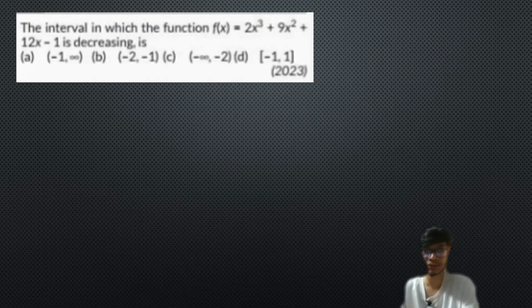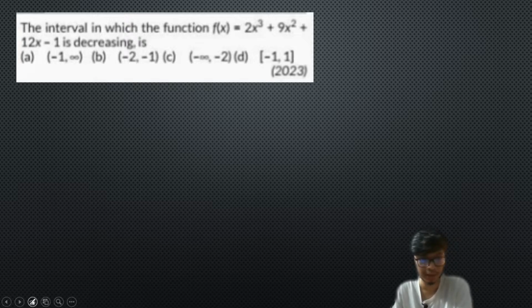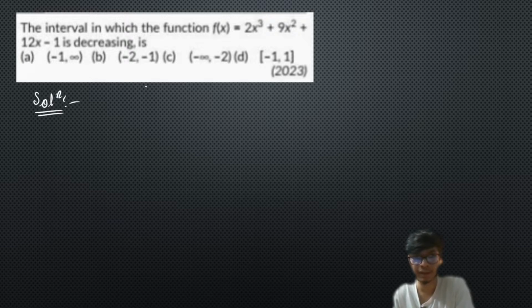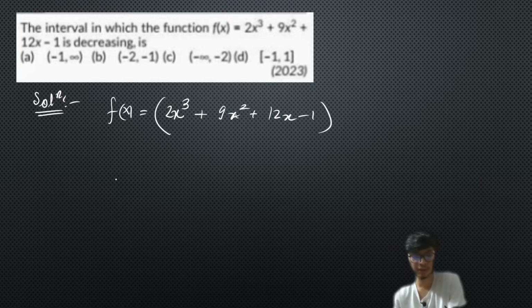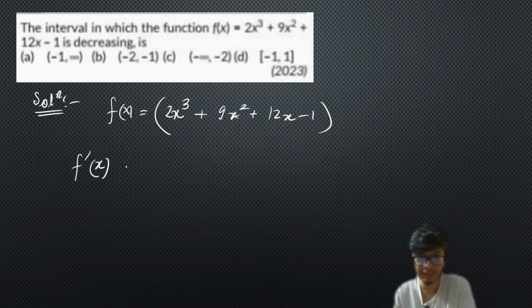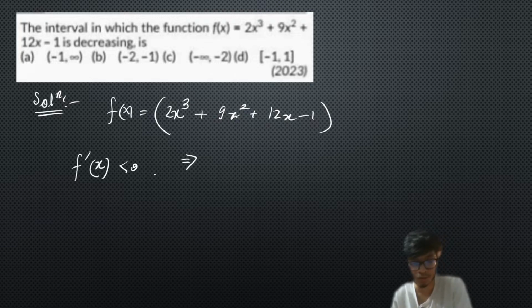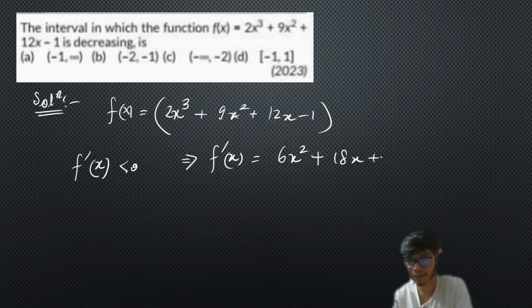Now again we have another question of increasing and decreasing nature. We have to comment on the interval of x for which it is a decreasing function, right? So we have f of x given as 2x cube plus 9x square plus 12x minus 1, right? We have to find again the interval of x for which it is a decreasing function. So again we want to take the derivative, and the inequality should be less than 0, right? The first derivative, if we find it out, we get 6x square plus 18x plus 12, right?